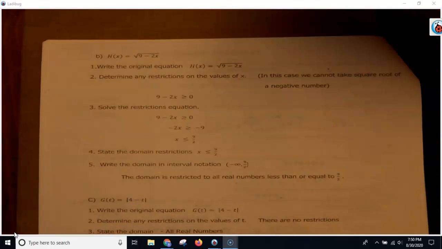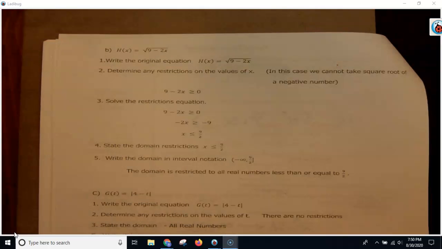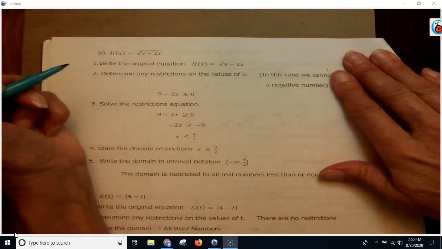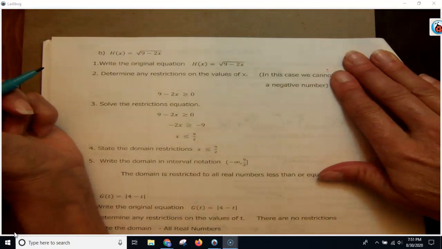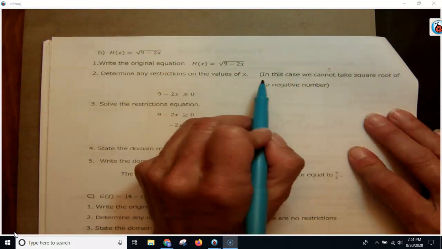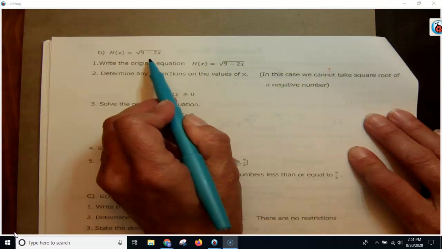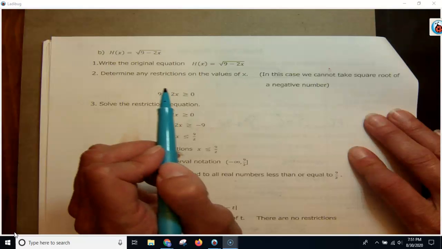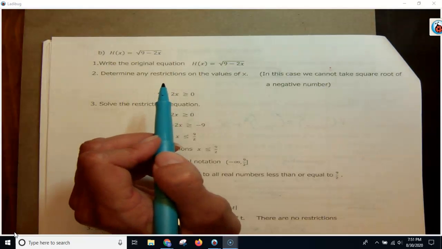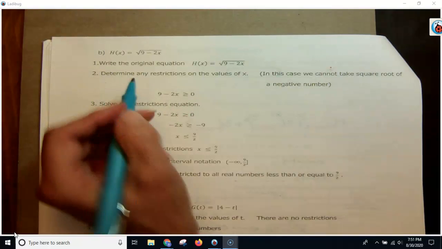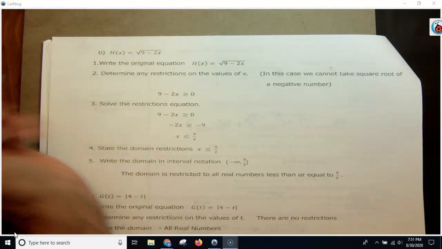We are going to, I might turn some light on here. Hopefully that will help. We've got h of x equals the square root of -2x. So now we've got a square root here. So we know that this has to be a positive number, right? So you write the original equation. What are the restrictions? In this case, is x in the denominator? No. So we don't care if this is equal to 0, because you can take the square root of 0. But we cannot take the square root of a negative number. So whatever this is has to be greater than or equal to 0.